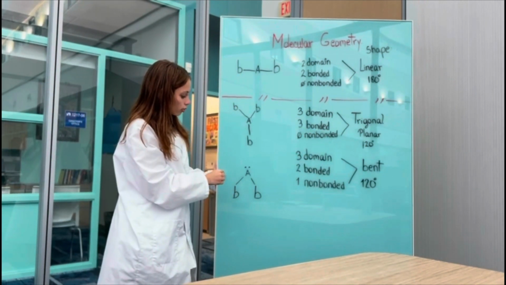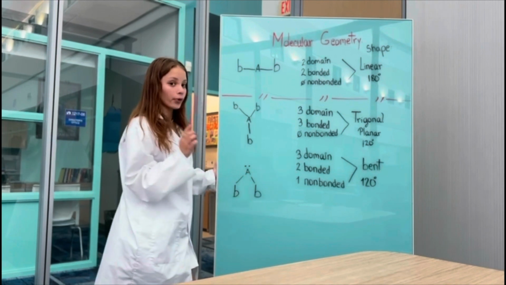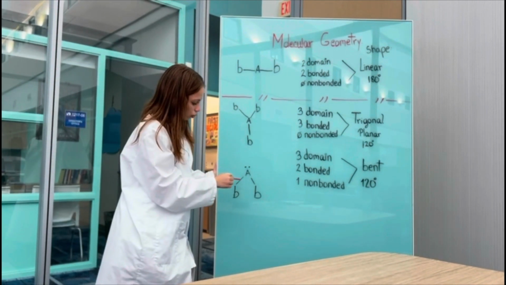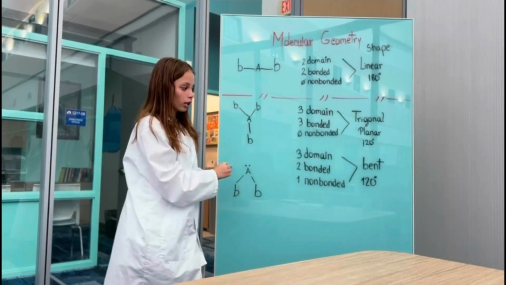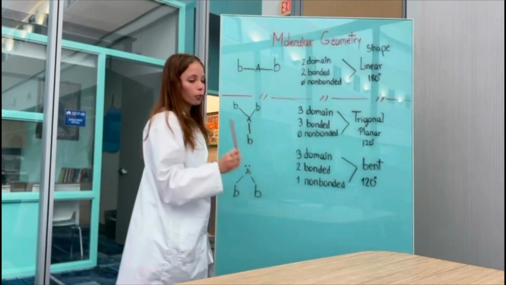And for the second one, we have 3 domains, but we have an exception here. We have only 2 bonded and 1 non-bonded. They're going to have a bent shape with 120 degrees.